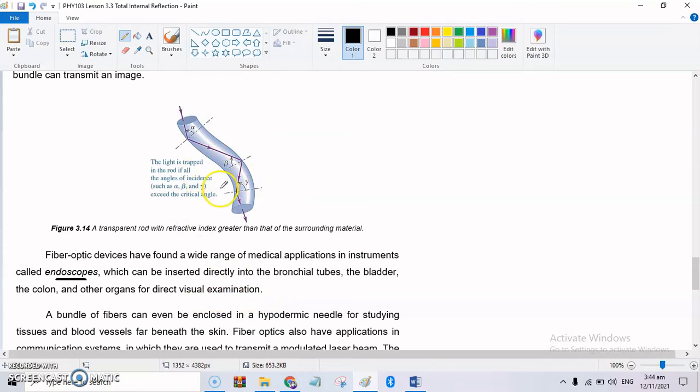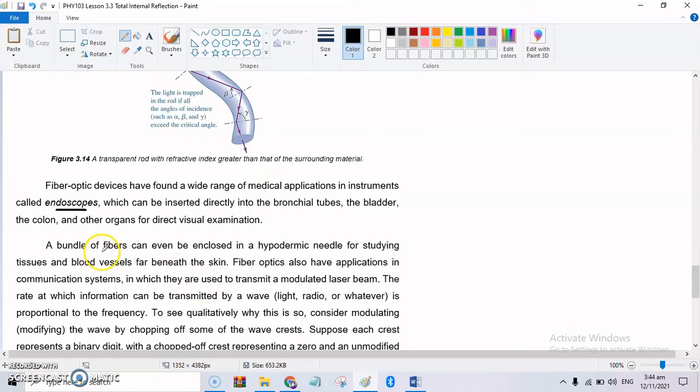They are using this one, inserting into our body, so that they can have a clearer image of our organs inside the body, for they can operate internally. Ito na yung mga advanced technologies, ito na yung application niya sa advanced technology natin in the medicine field. A bundle of fibers can even be enclosed in a hypodermic needle for studying tissue and blood vessels far beneath the skin. Fiber optics also have applications in communication systems, in which they are used to transmit modulated laser beams.